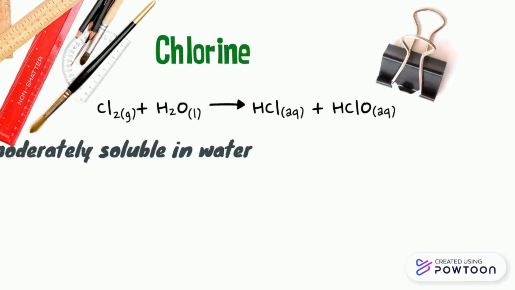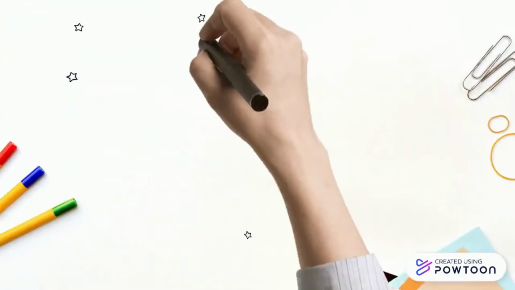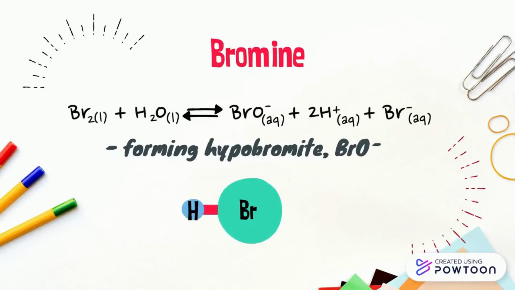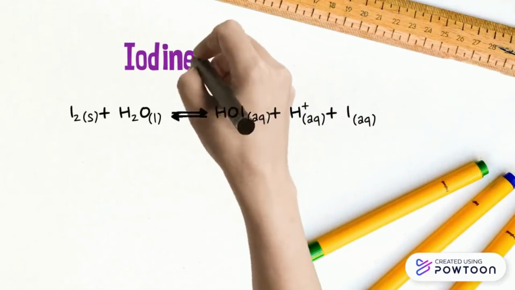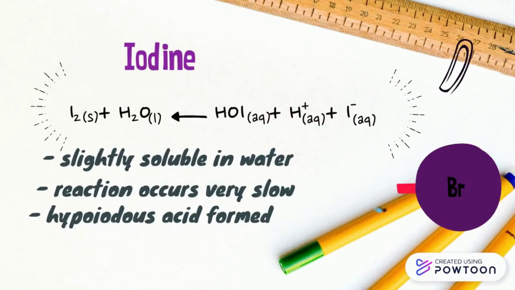The second element, chlorine, is moderately soluble in water. In this reaction, it produces hypochlorous acid, HClO. For bromine, the hypobromite ion, BrO-, will form. Meanwhile, for the last element, iodine, it is slightly soluble in water and causes the reaction to occur very slowly. This reaction produces hypoiodous acid.